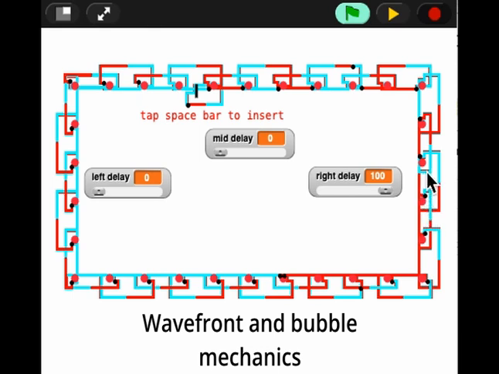So here's the blue wavefront waiting at the delay, and when it gets through the delay, it will flow into this red bubble, and the blue closure will flow and become red, and this will become a blue bubble, into which this red wavefront will flow. The closure will become red-blue, and this will become a red bubble into which this blue wavefront will flow, and so on.